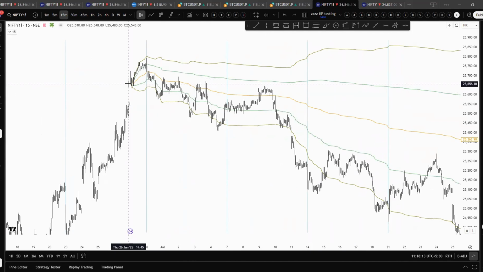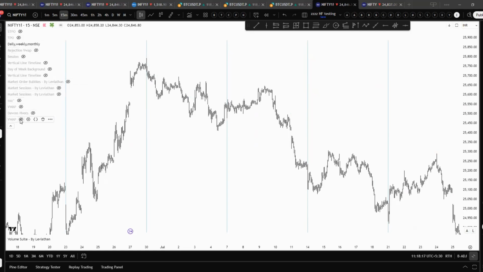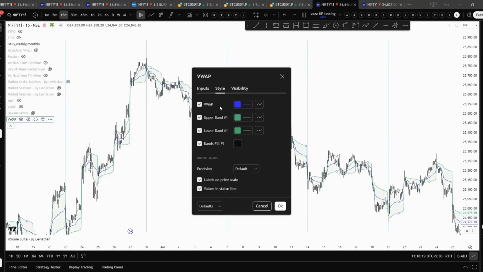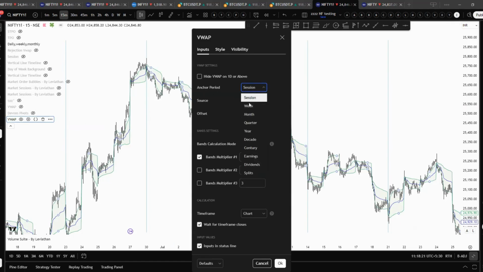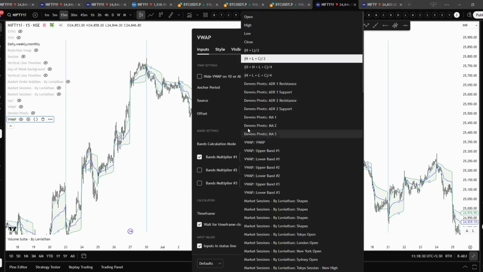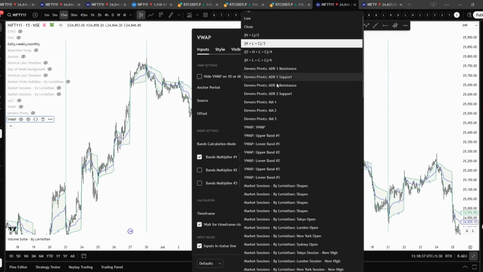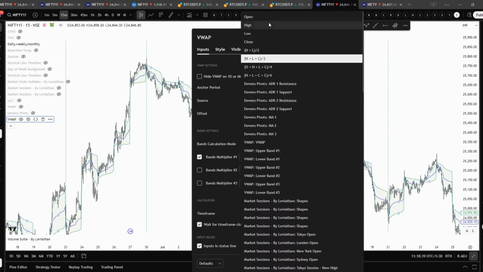It will start the VWAP from the point where you select it. This VWAP is more session based, or where you want a periodic one like daily, weekly, monthly, and so on. So I will be using this one. Here, the source I usually prefer is open. There are multiple ways you can select which one you want, but as of now, I will just stick to open.